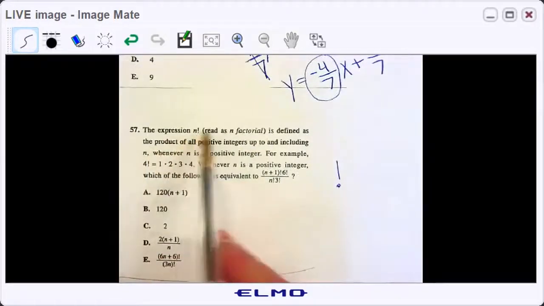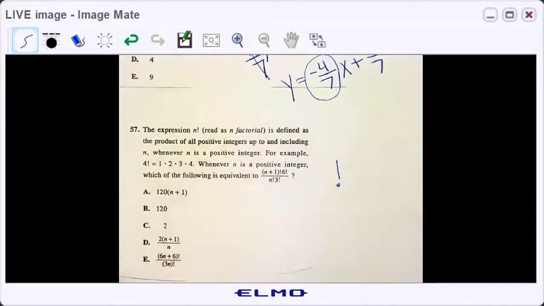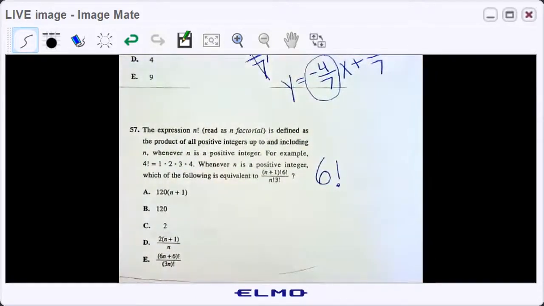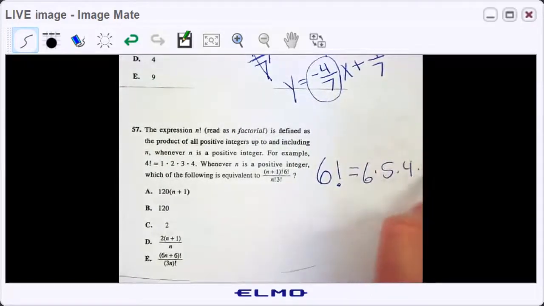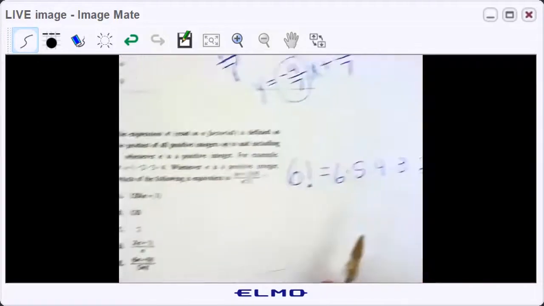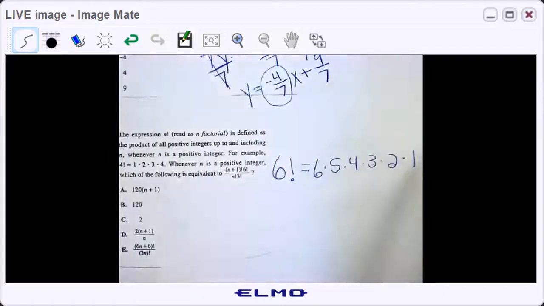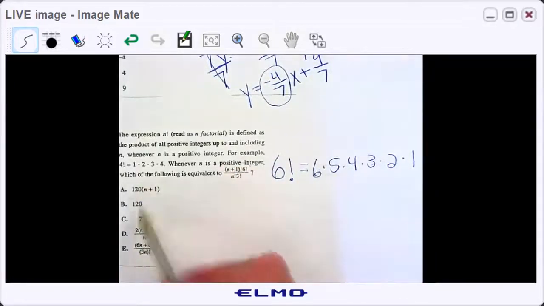An exclamation, read as "n factorial," is defined as the product of all positive integers up to and including n. So for example, if I said 6 factorial, that would equal 6 times 5 times 4 times 3 times 2 times 1. So it's that number and everything below it multiplied together. There actually is a button on your calculator that can do that math for you, and I'll show you that in just a second. So they're wanting to know what this little crazy expression matches up to down here.